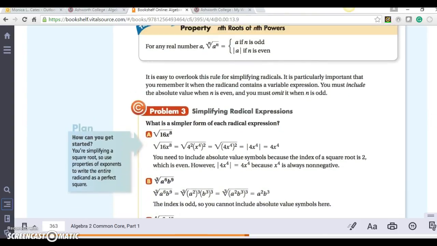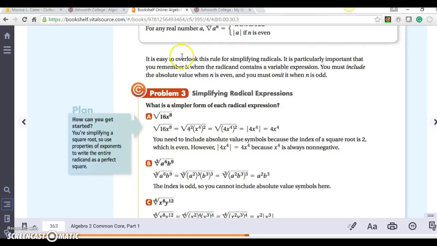All right, so for any real a, the nth root of a to the n is a if n is odd, the absolute value of a if n is even. Okay, so we will look at that. It is easy to overlook this rule when simplifying radicals. It is particularly important that you remember it when the radicand contains a variable expression. You must include the absolute value when n is even. You must omit it when n is odd.